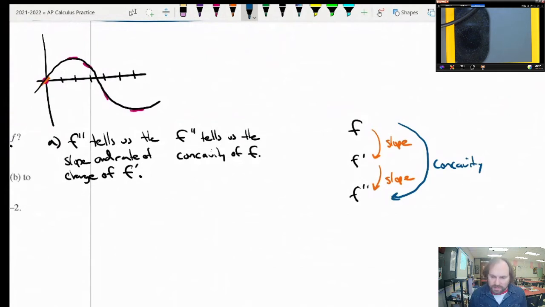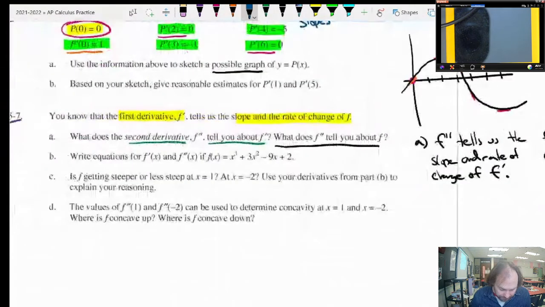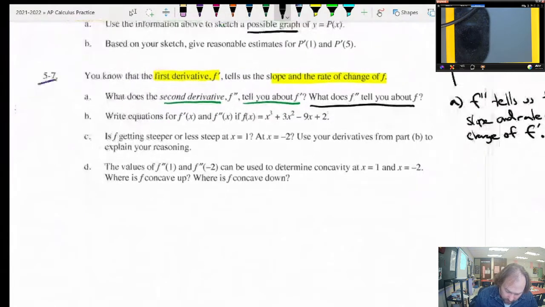Chapter 5 and beyond is going to really lean into this big idea. We'll get to really explore that. We've seen it a few times, certainly not our first time seeing that idea, but we're going to get to see it a lot coming forward. Question B is going to ask us to write equations for f prime and f double prime if f of x is that polynomial there. So let's get to work.